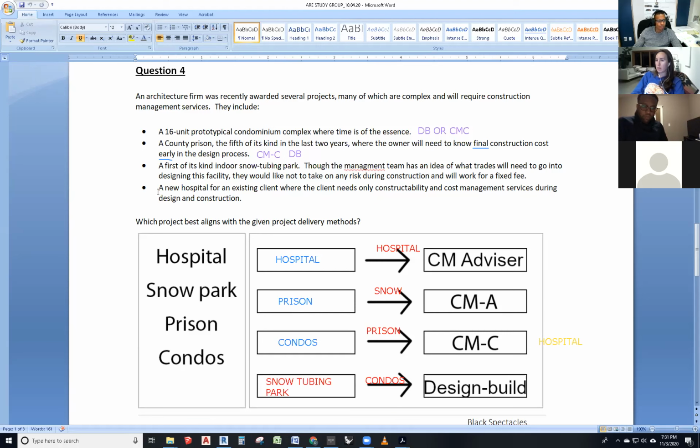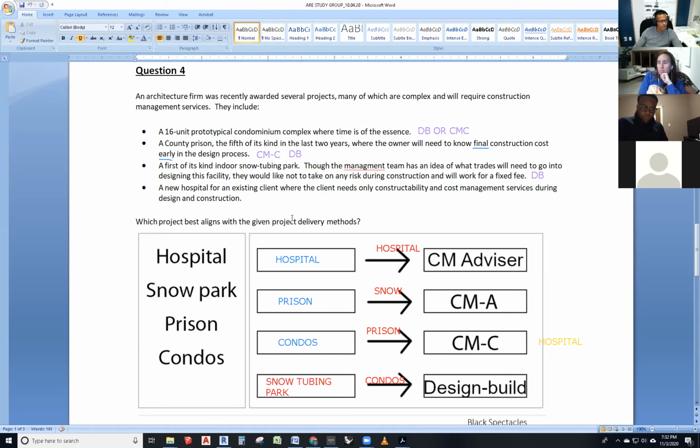So, a first of its kind indoor snow tubing park. Though the management team has an idea of what trades will need to go into the designing of this facility, they would like not to take on any risk during construction and will work for a fixed fee. Gosh, because this is also a DB. They can do it for a design build GMP. You know, they can do it for a GMP also. Gosh, all right, this is not helping my time.